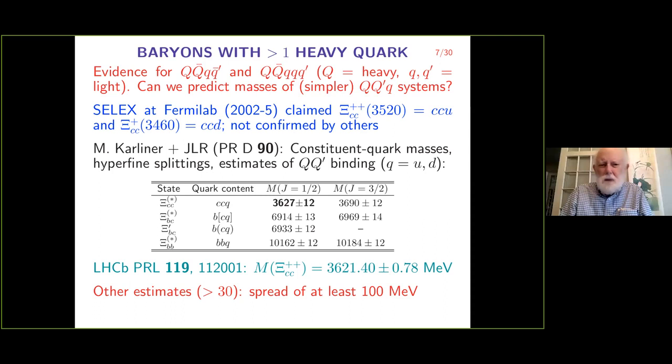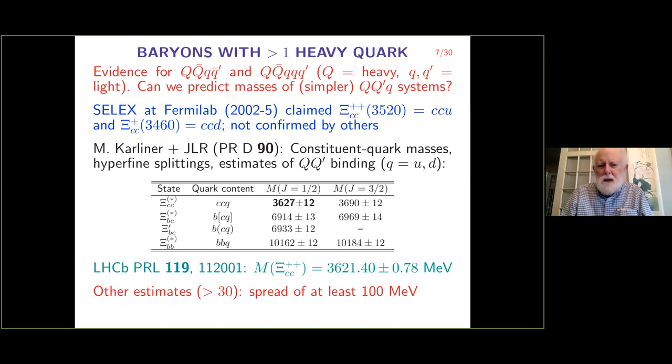Anyway, we estimated the mass using the Dirichlet-Georgi-Glashow idea, and needed to estimate the mass of the CC diquark, and I'll mention that in a minute, how we estimated that. But we predicted a mass of 3627 plus or minus 12 MeV, and that's to be compared with the LHCb value of 3621.4 plus or minus 0.78 MeV.